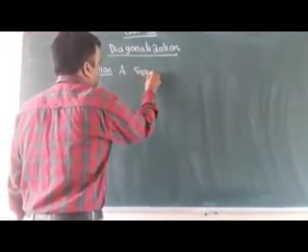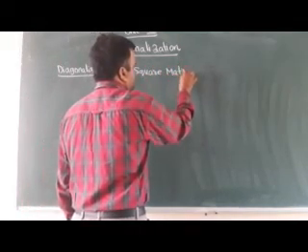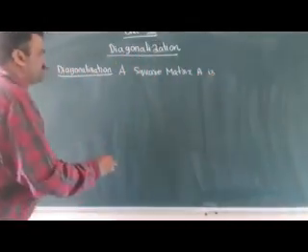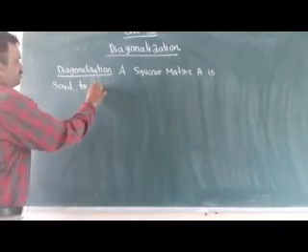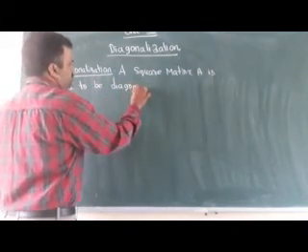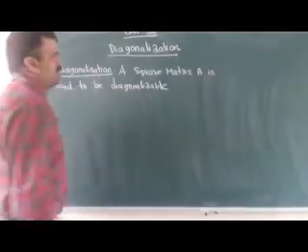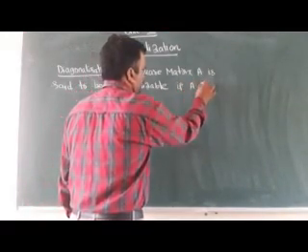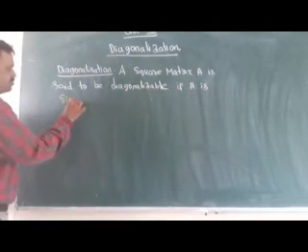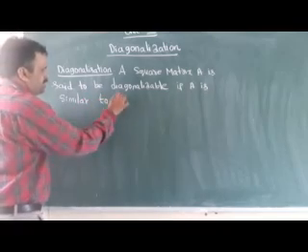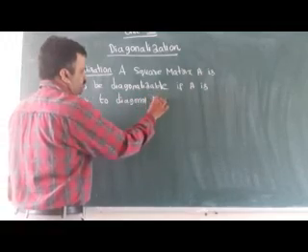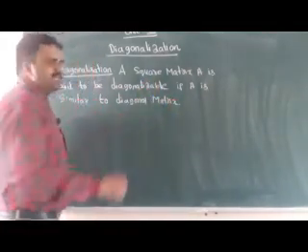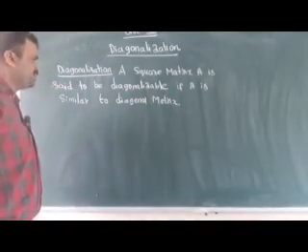A square matrix A is said to be diagonalizable if A is similar to a diagonal matrix.